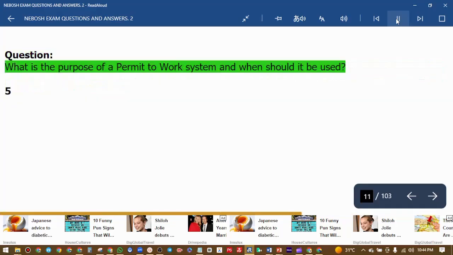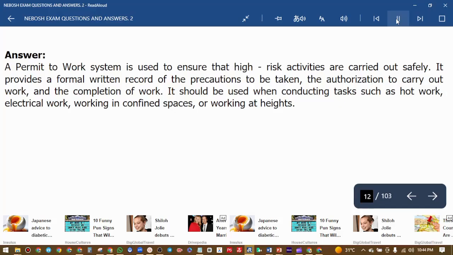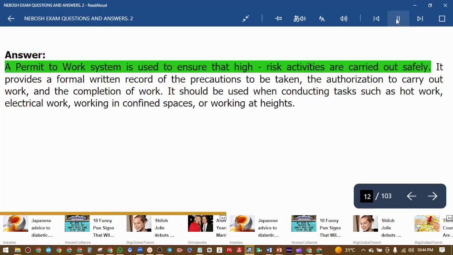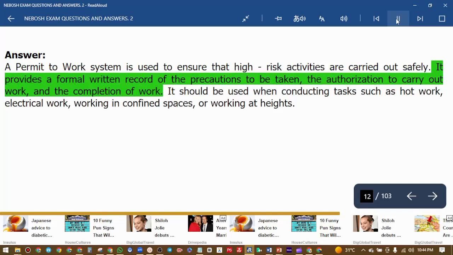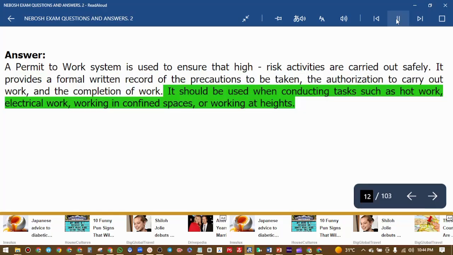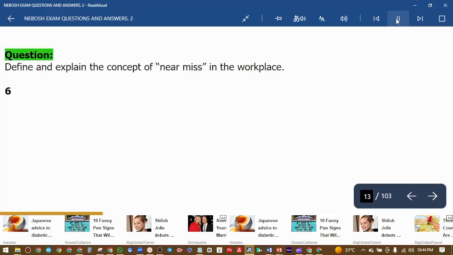Question 5. What is the purpose of a permit to work system and when should it be used? Answer. A permit to work system is used to ensure that high-risk activities are carried out safely. It provides a formal written record of the precautions to be taken, the authorization to carry out work, and the completion of work. It should be used when conducting tasks such as hot work, electrical work, working in confined spaces, or working at heights.